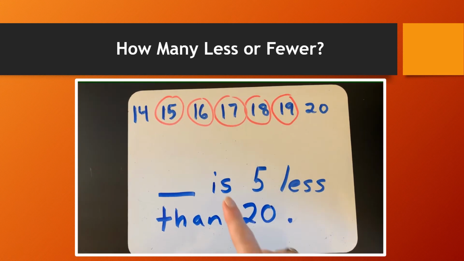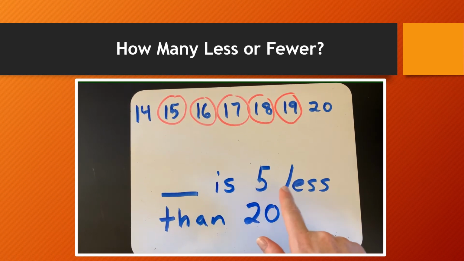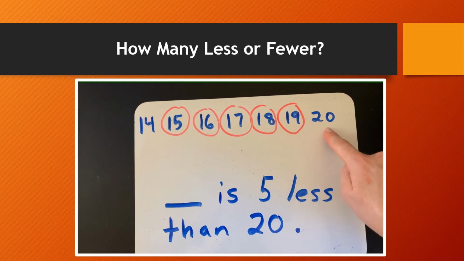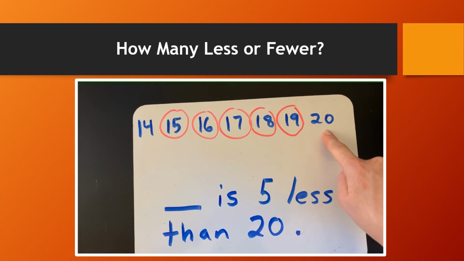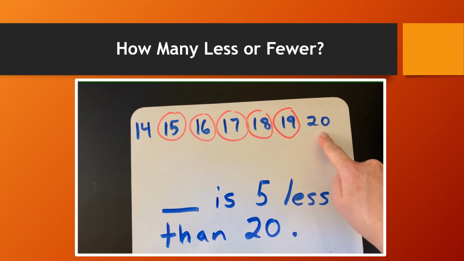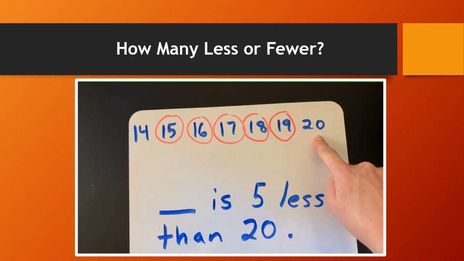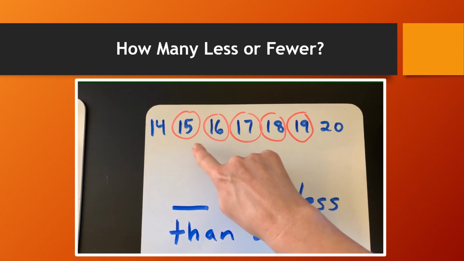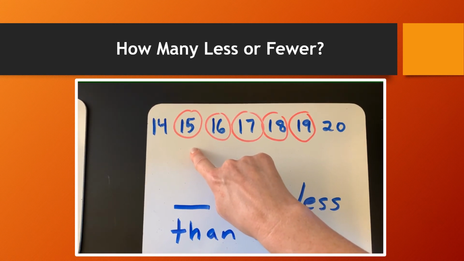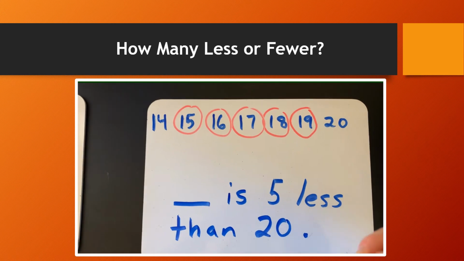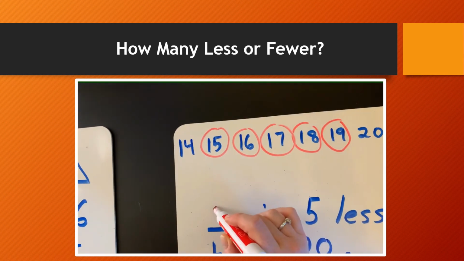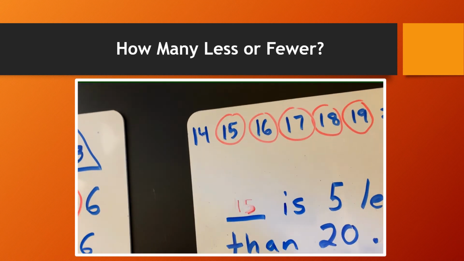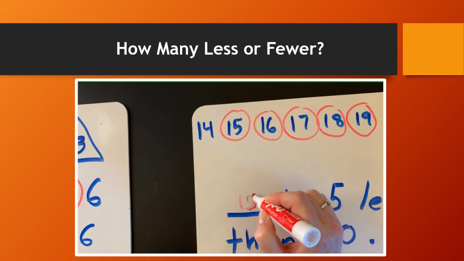Here our problem is, what number is 5 less than 20? So here's our number line. We're going to start at 20. We want to figure out what number is 5 less. We're going to count backward 5 and circle 5 times. So here we go. 1, 2, 3, 4, 5. There's our answer. 15 is 5 less than 20. So 15 is 5 less than 20.